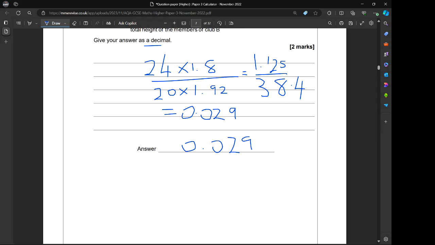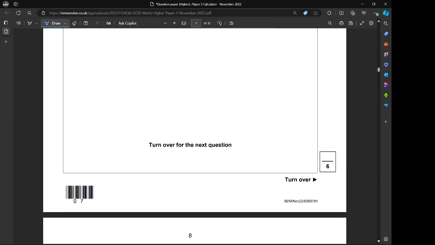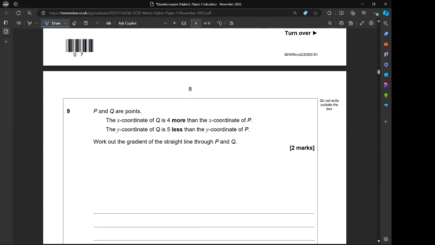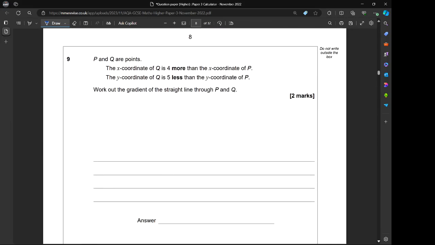So that's our ratio proportion, okay? Right, okay. This one's a bit more tricky, okay?